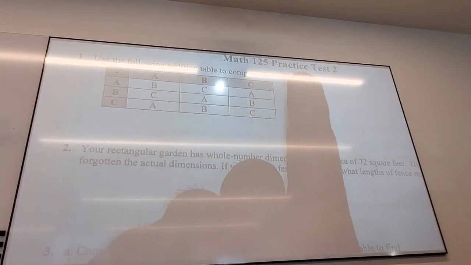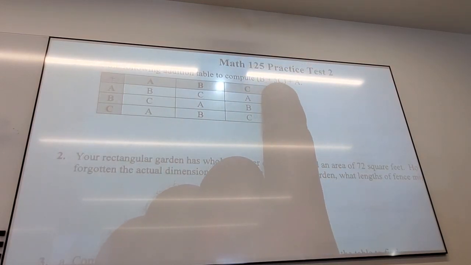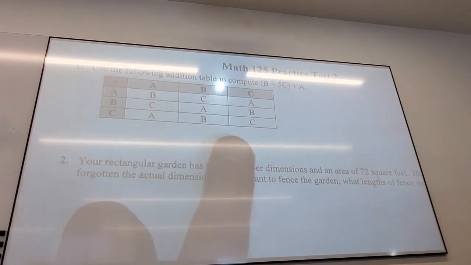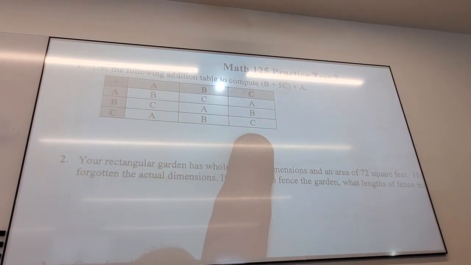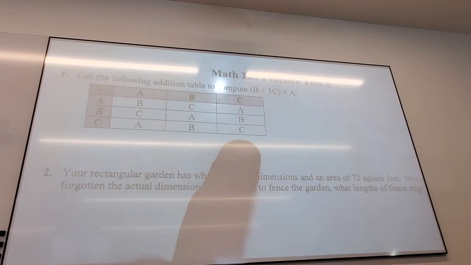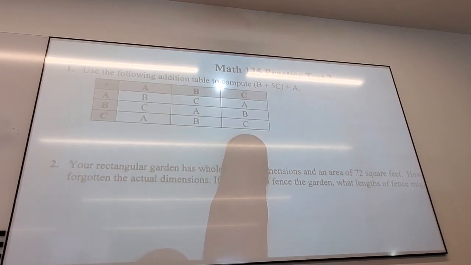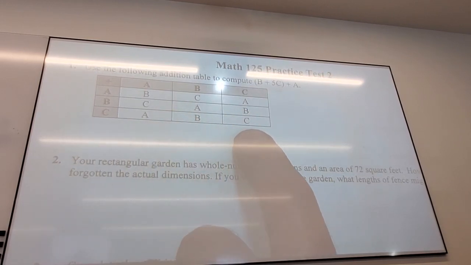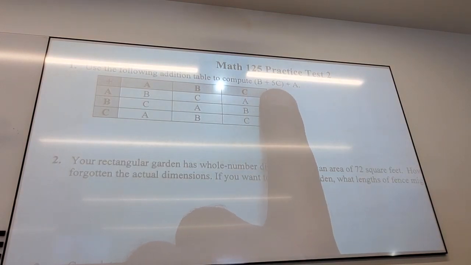Now, the hard part about this problem is 5C. What does 5C mean? C plus C plus C. Well, what's C plus C? C. So what's C plus C plus C? C. Does everybody get what I just said? C plus C is C. So I don't care how many C's you add, you're always going to get C. So what can I replace 5C with? What does 5C equal? C.